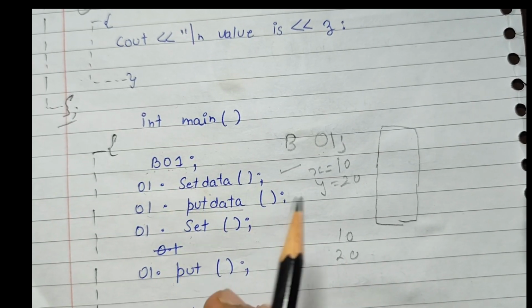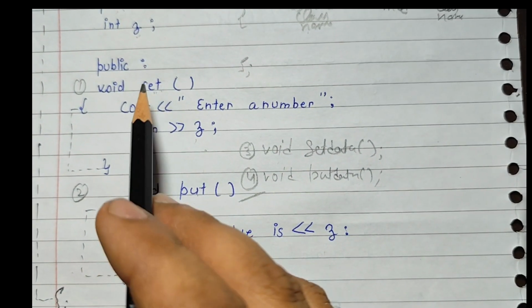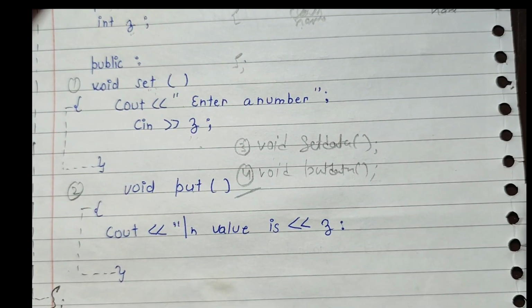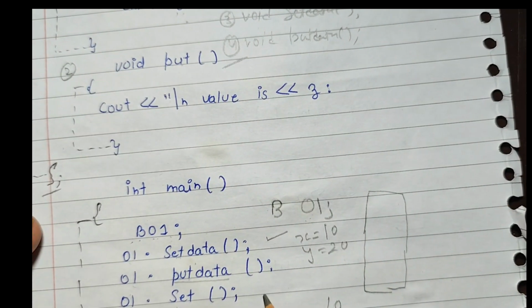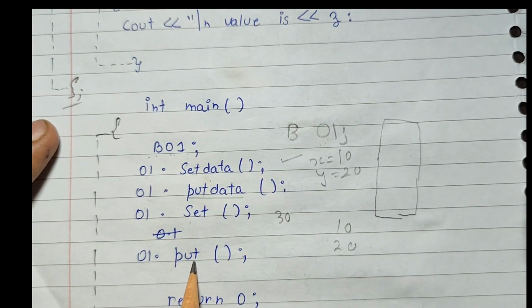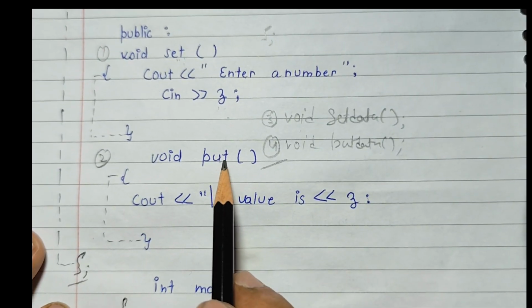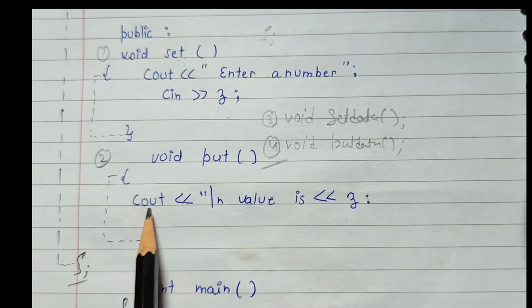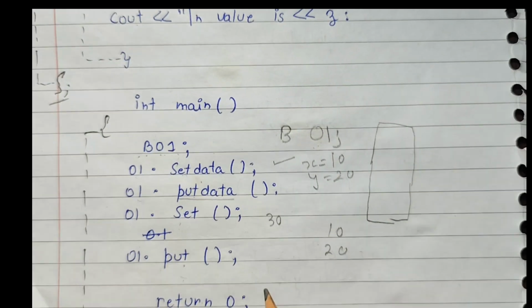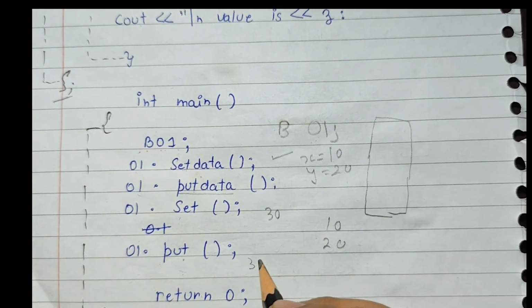When this O1 dot set function is called, control jumps to the function definition here. Now here we enter the value in the z variable. So in the z variable, suppose you enter the value here 30. After this you call the put member function. When the put member function is called, control jumps to the function definition of the put member function. Here you are displaying the value of z. So the value of z will display here. So 30 will display here, okay.